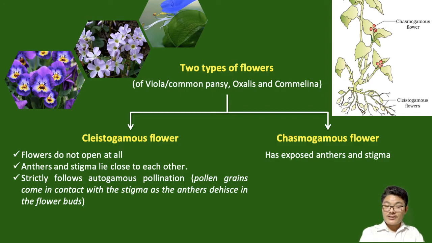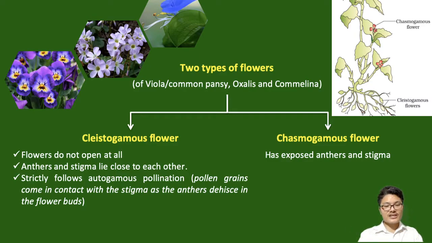So cleistogamous flower strictly follows autogamous pollination. That is, pollination can occur very quickly, and there is high chance of occurrence of pollination once the anther of the stamen produces pollen grains, as the anther and stigma are lying very close to each other.